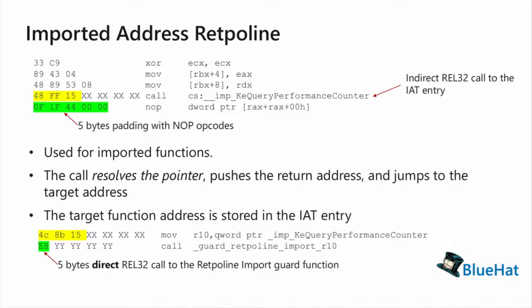So here is the slide that shows the imported address Retpoline. On the top of the slide, you can see the original indirect rel32 call on the IAT entry. This means that the call must first resolve the pointer, push the return address, and then jump to the target function. I would like to show that in the new kernel, we have put some padding after the call, because we need to be able to apply and not apply the Retpoline dynamically, based on the target OS. The target function address is stored in the IAT entry that is generated on the fly by the loader.